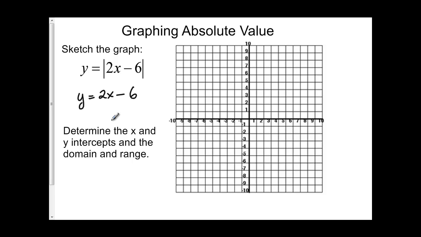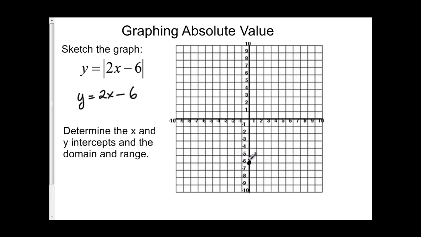Now we should remember from grade 10 that the general form of a linear equation y equals mx plus b, our constant is going to be our y-intercept, and our coefficient in front of the x is going to be our slope. So I'm going to start my graph at -6, because that's my y-intercept.